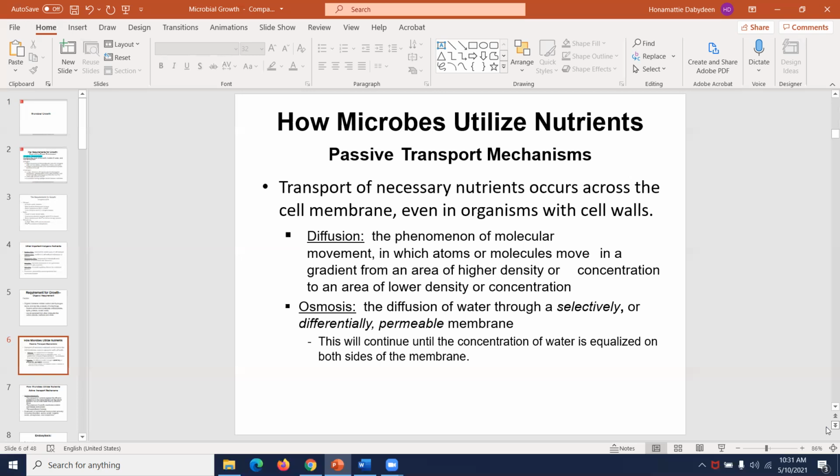Now, osmosis is usually the diffusion of water across the membrane. And usually this movement of water will continue until there is an equal amount on both sides. And we refer to that as isotonic conditions.